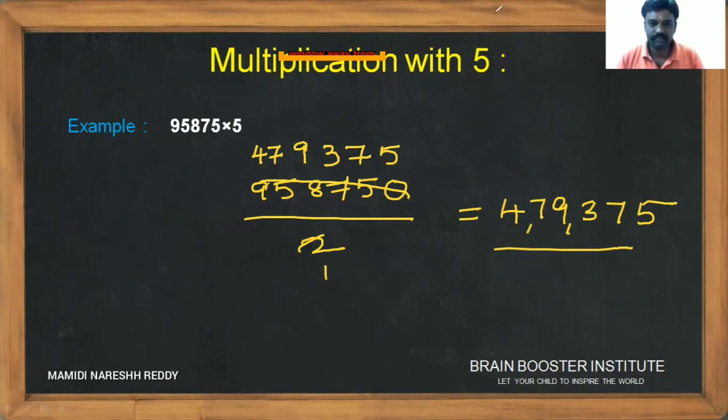Okay. Next one. Was it awesome, my dear students? In the next class, we are going to learn multiplication of two digits with two digits. We have learned multiplication tricks only for particular numbers like 11, 9 and 5. But now, in the next class, we are going to learn a common trick for all two-digit numbers, a common trick for all three-digit numbers.